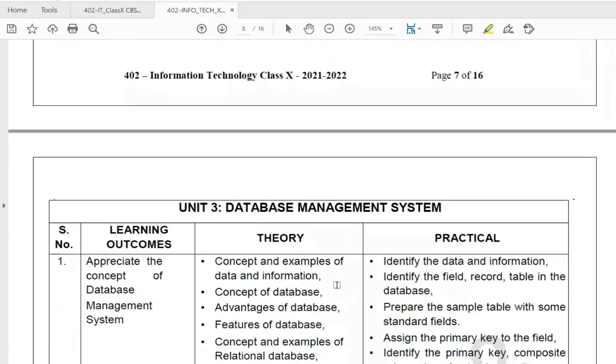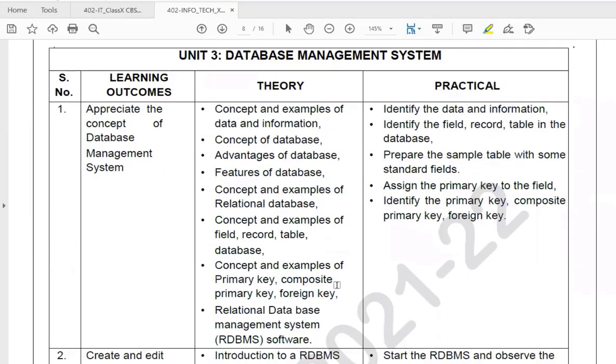Now let's move on to the next unit 3, database management system. This is a totally new concept for you all, and we need to understand the basics of this particular unit. What actually is a database management system?